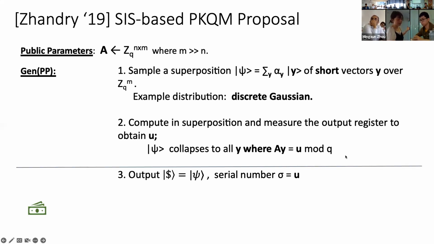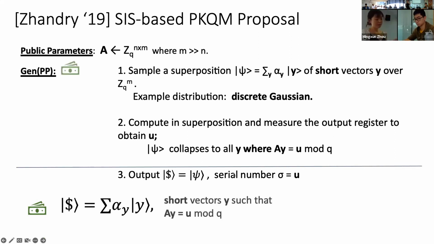But in the second step, we apply this public parameter, the matrix A, coherently onto this quantum state, and we measure the result. Just imagine that you are applying a function f to a superposition of x, and you have a second register where you write down f(x). Then you measure this register. Because these two registers are entangled, after you get a specific result, for example u here, your first register collapses to everything that matches this result. So now you have a quantum state and a classical string u. This u is the measurement result, which is completely random and out of your control. You just get it after the measurement.